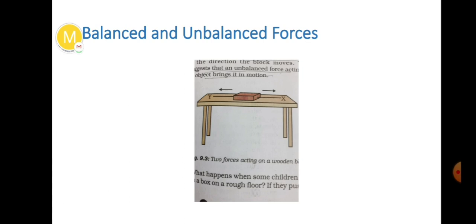But suppose a friend pulls the string X with a greater force, it will move to the right side. If there is a greater force on the side of Y, it will move to the left side. So these are called unbalanced forces. Suppose both of you pull the block with the same magnitude of force, it won't move, so there is a balanced force.